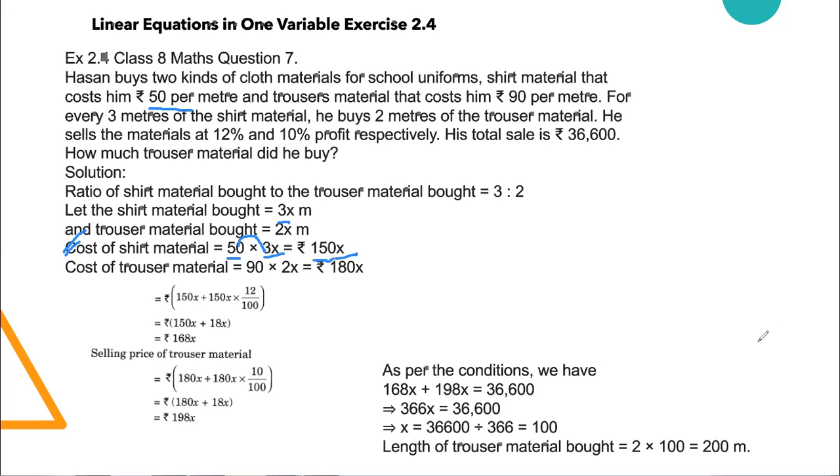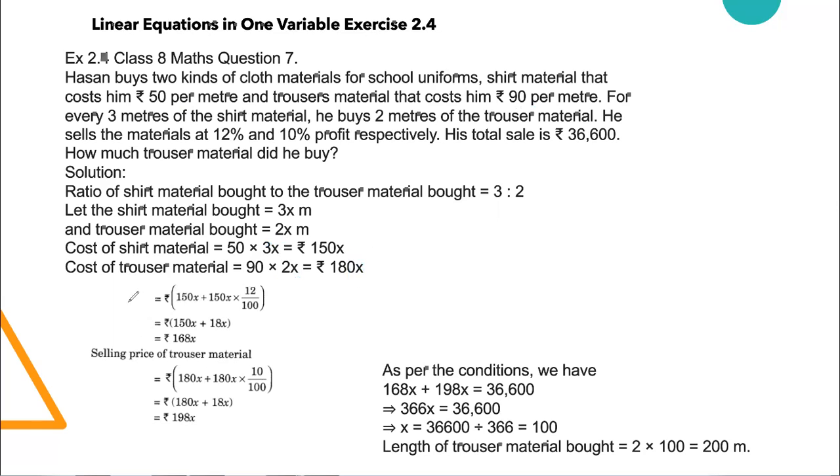Now let's do the same for the trouser material. So what was the trouser material cost per meter? It is 90. Now 90 is multiplied by the cloth material that he bought, that was 2x, right? So 2x is written there. So 90 into 2, which is 180, and x is implied. And now let's go forward.